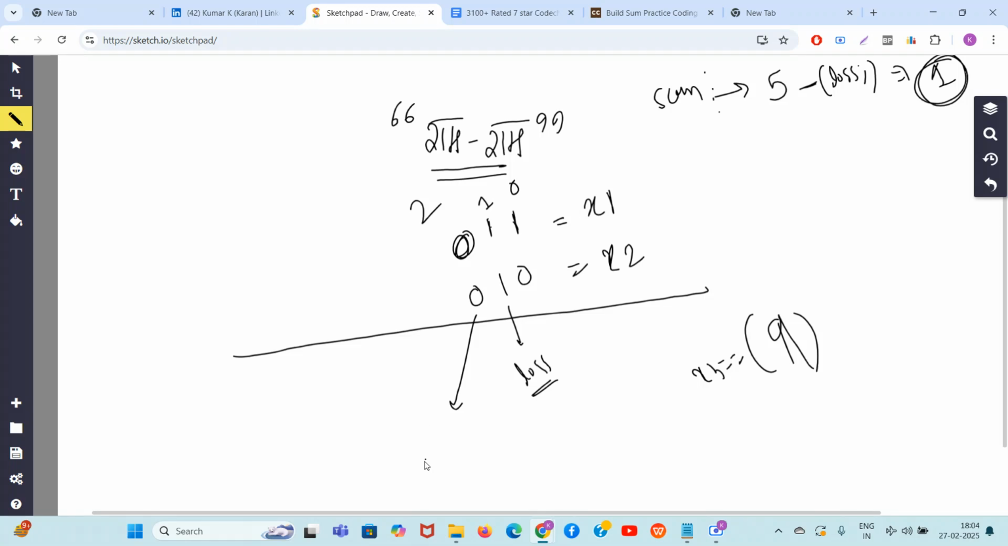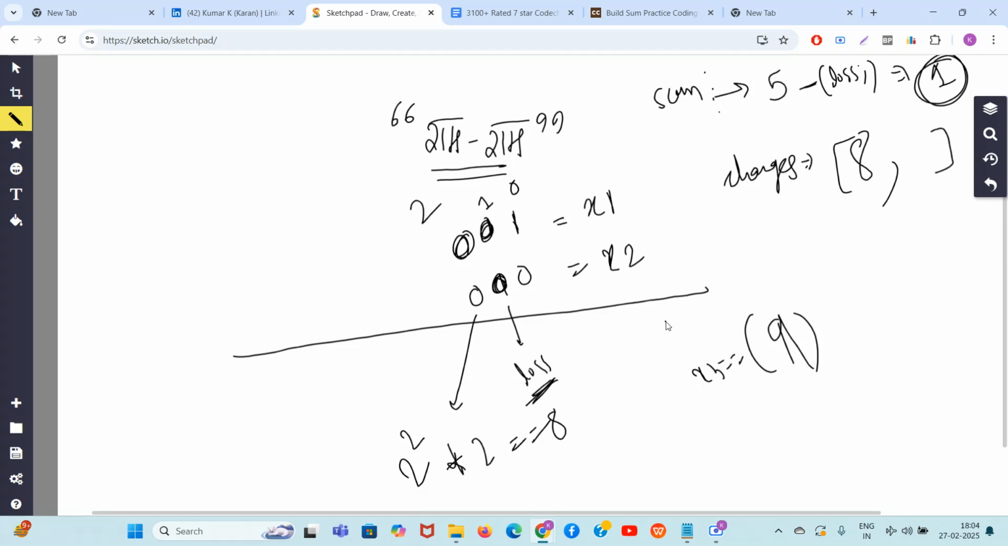A gain of what? A gain of 2 raised to 2 times 2, which is 2 raised to 2, 4, 4 into 2, 8. So now my changes array will look like this. Here a gain of 8 is possible. And here a loss is not possible, because the loss I have already done. I have already made these 0 in my mind. So loss is already done, so now only gain can happen here.